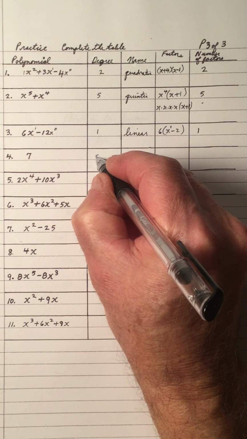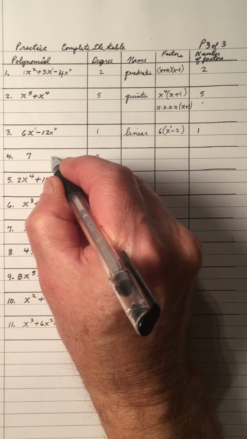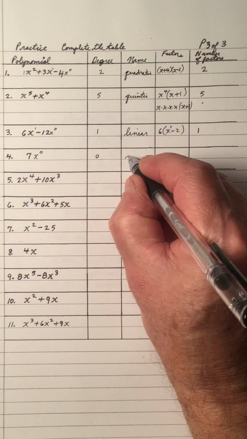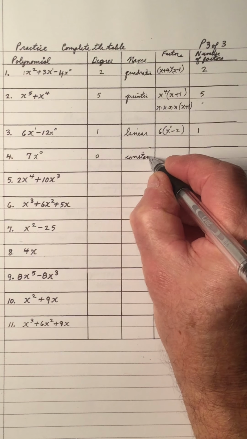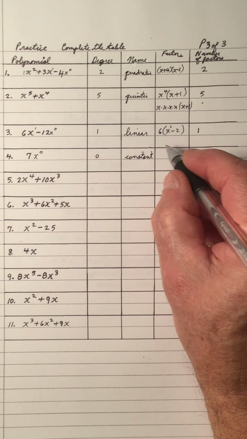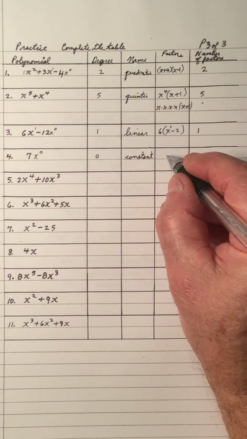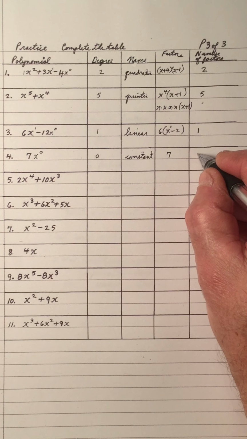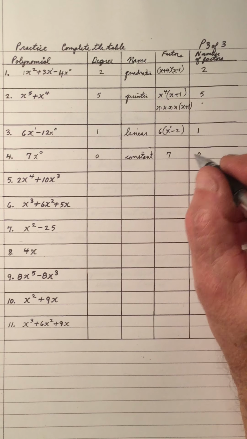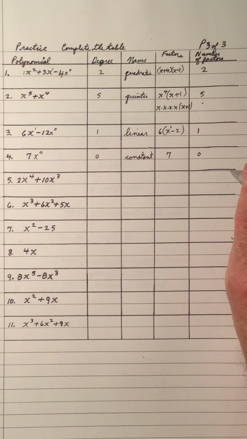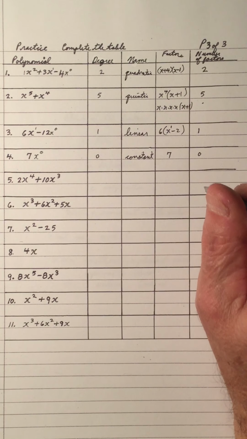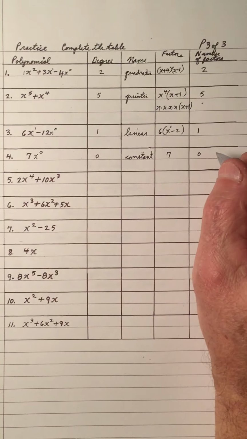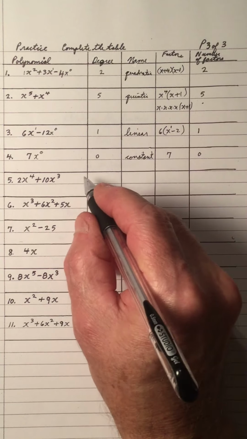7, degree is 0, because 7 is understood to be 7x to the 0. And this is a constant polynomial, and you can't factor 7. 7 is a 7. The number of factors is 0. Number of factors in terms of x now. Remember, the number of factors is in terms of x. 7 is a number, but there's no x's there, so there's no factors in terms of x.